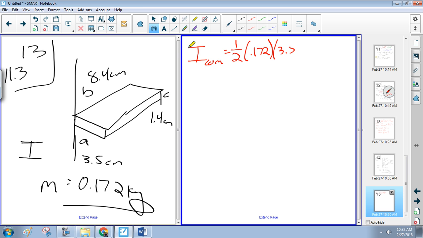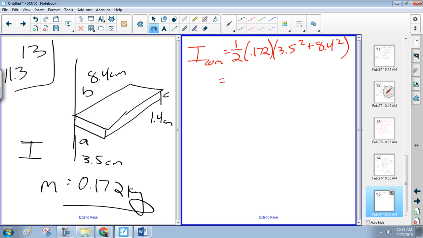So 3.5. I'm going to use kilograms centimeters squared because I'm being lazy. Is that cool? Is that going to mess anybody up if I just leave it in centimeters? Yeah, we've done it. It's fine. Just know that if you were to find rotational inertia or torque or something, you would have to switch to meters.